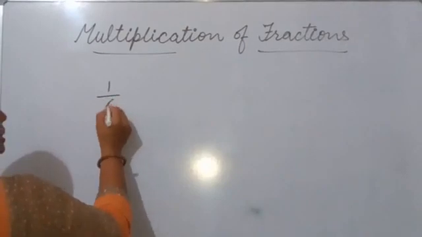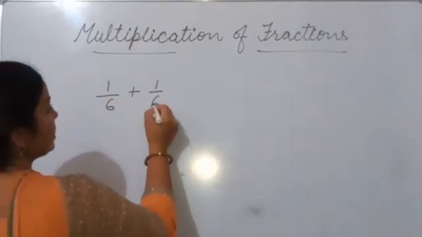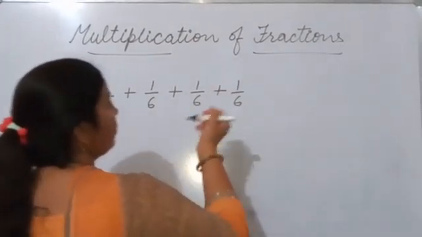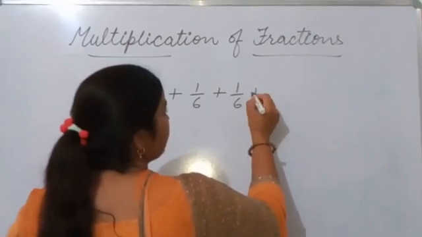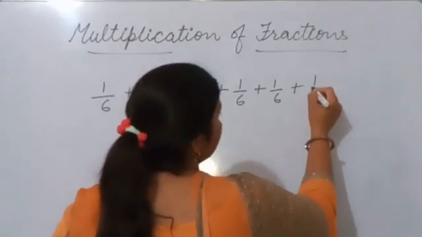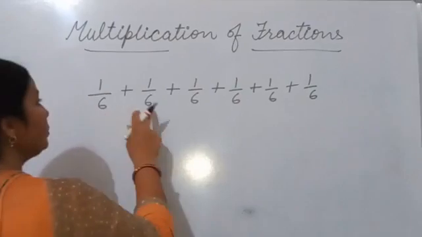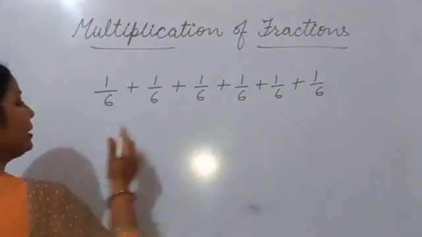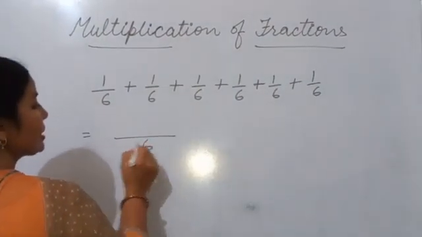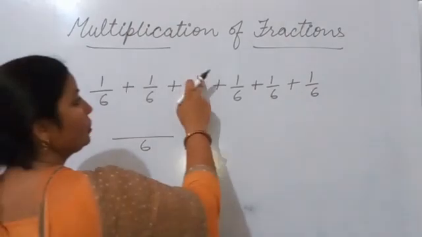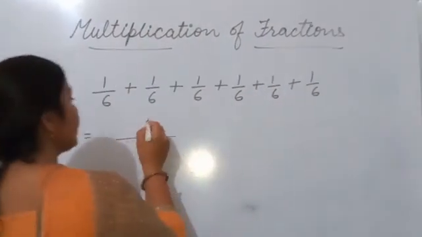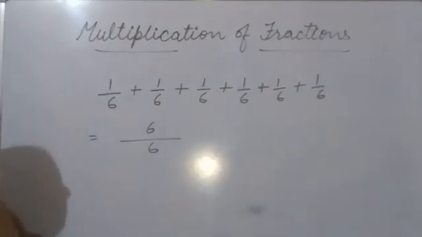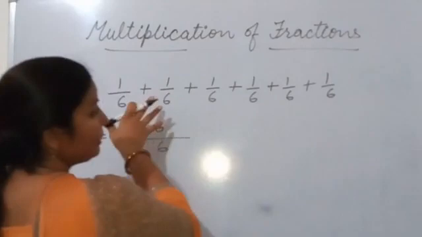1 upon 6 plus 1 upon 6 plus 1 upon 6 plus 1 upon 6, okay, plus 1 upon 6 plus 1 upon 6. How many times do we add? 1, 2, 3, 4, 5, 6. So when we add these, the same denominator is there. So the denominator will take 1 times 6. Then the numerator: add 1 plus 1, 2, 3, 4, 5, 6. 6 upon 6.